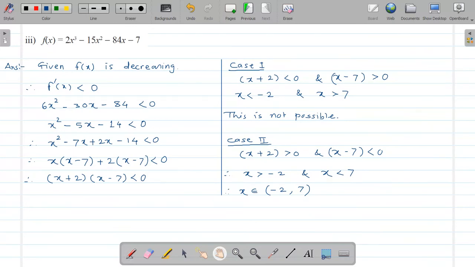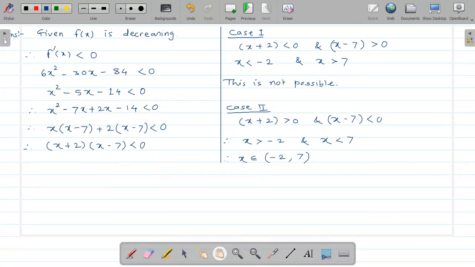So hence we can write the final answer as: given f of x is decreasing when x belongs to minus 2 to 7 on the real line. Okay, so this is the final answer.